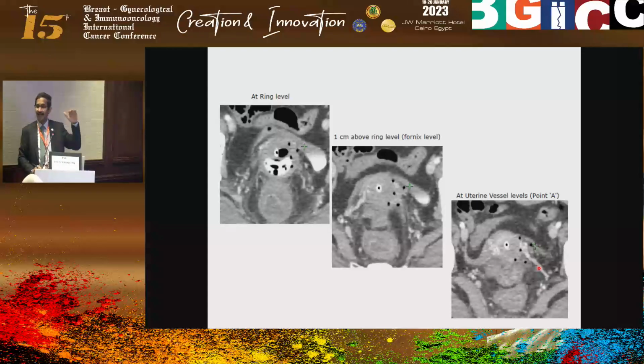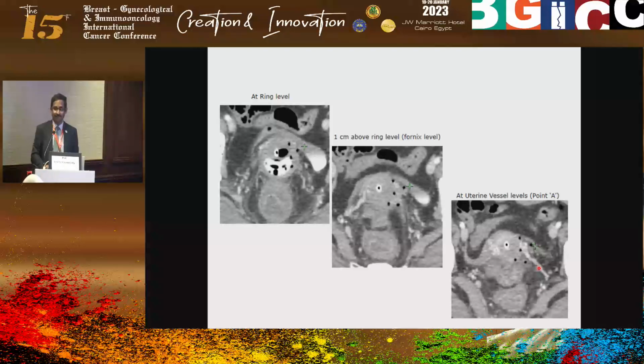These are the 3 axial slices. I have shown an example at the level of the ring, 1 centimeter above the ring and 2 centimeters above the ring. Why did I do that? In my previous lecture I told you, pear-shaped distribution. Point A, 1 centimeter below, 2 centimeters below. So you see the anatomy.